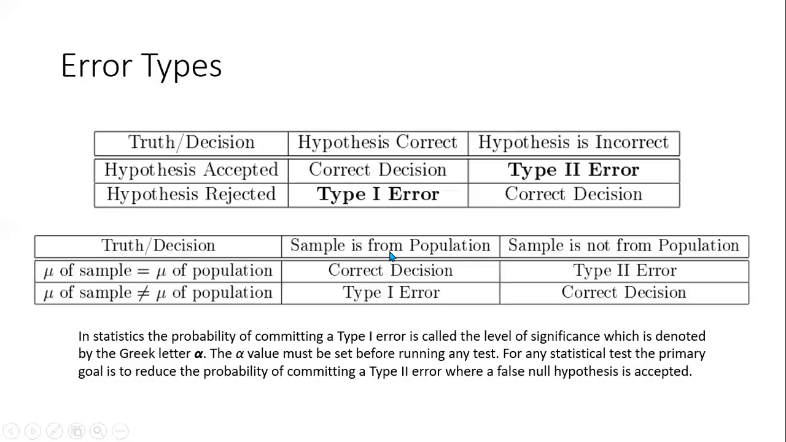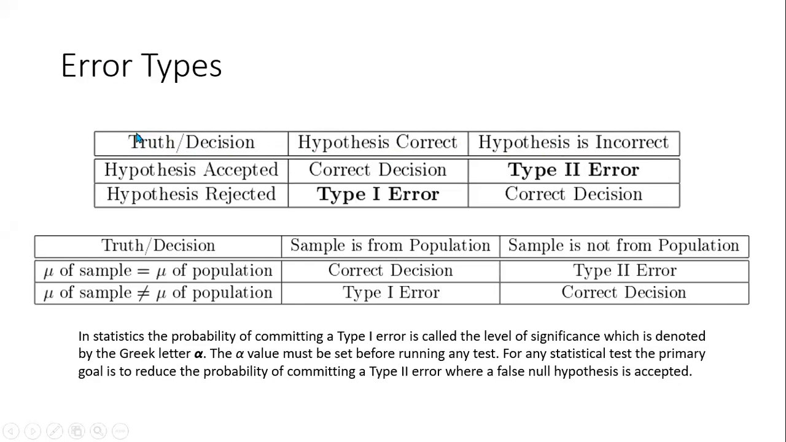All right. So I can make mistakes. And there are two types of mistakes, or these are called two types of error. Okay. And the easiest way to explain this is through the tables that I have over here. So let's look at just the first top table. The top table has three columns: truth over decision, hypothesis is either correct or hypothesis is either incorrect.